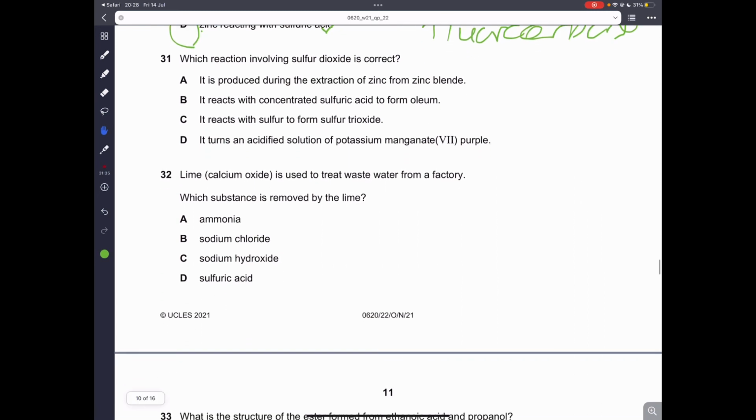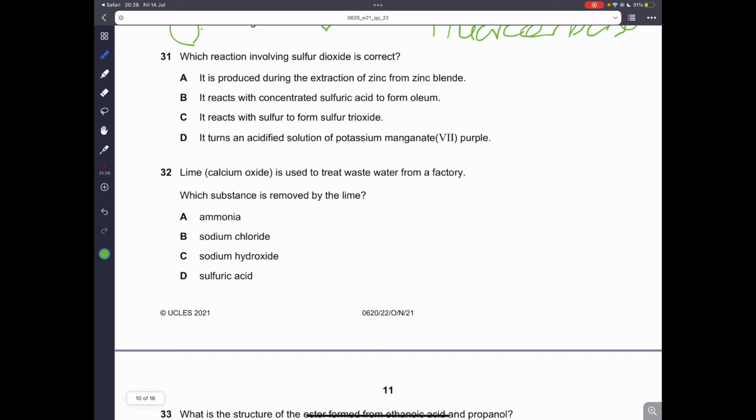31. Which reaction involving sulfur dioxide is correct? Okay. So it is produced during the extraction of zinc from zinc blende. This is correct because zinc blende is basically the mineral, the compound zinc sulfide, and when you roast it in air, you will form zinc oxide and sulfur dioxide.